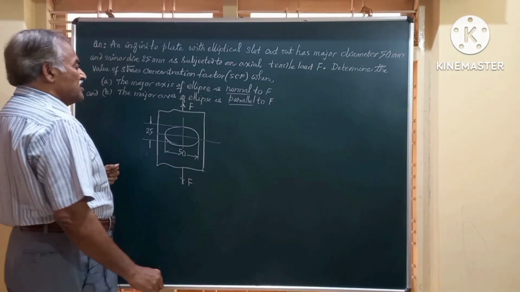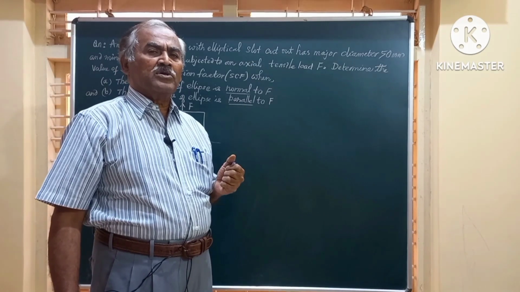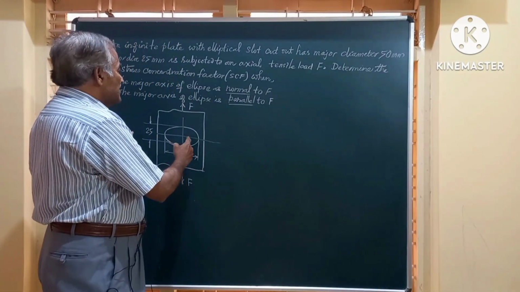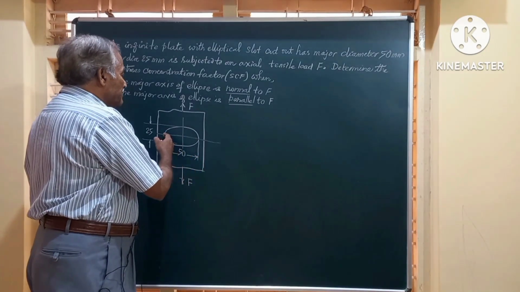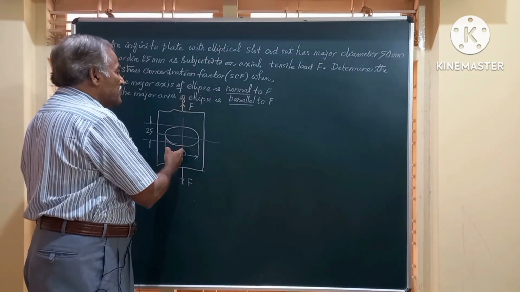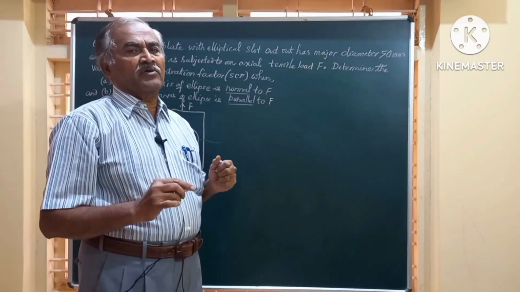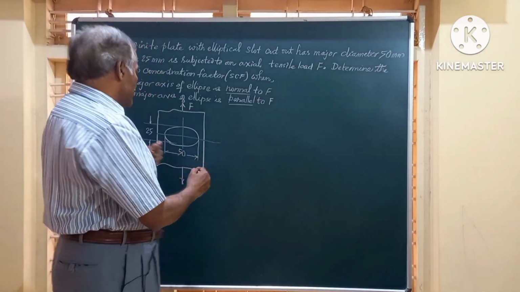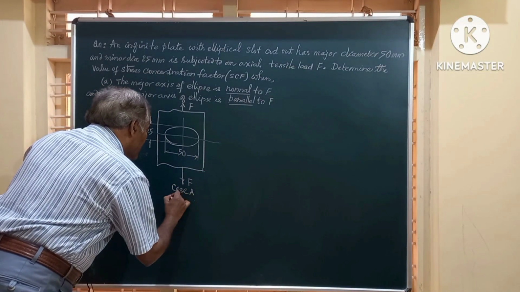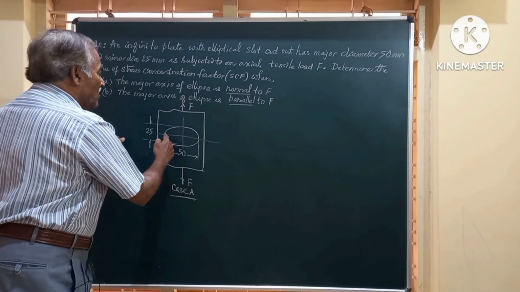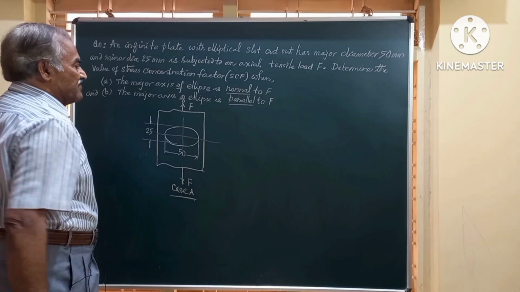Friends, if you refer to the machine design data handbook, there is a sketch of the plate with the elliptical cutout with the major axis normal to F and major axis parallel to F. There are two cases. So we will call this case A, when the major axis of the ellipse is perpendicular to F.